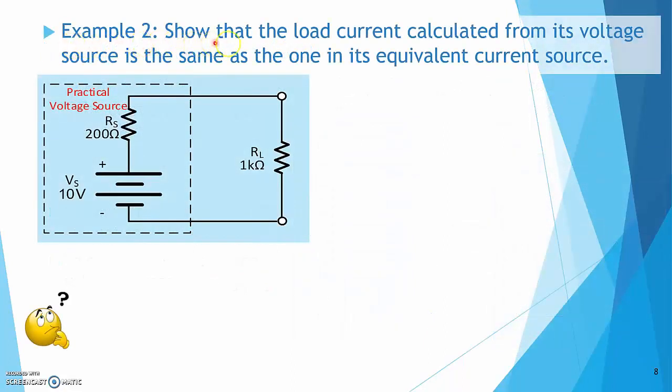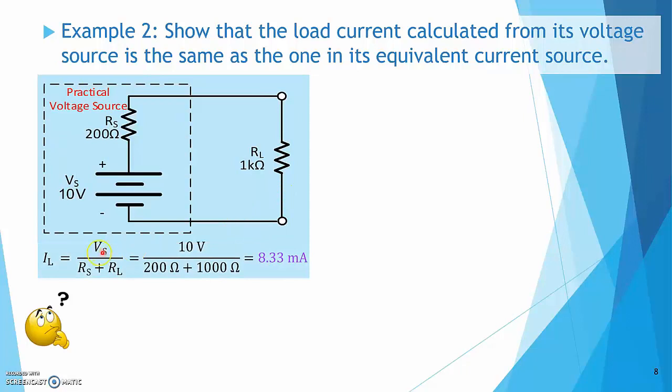Example 2. Show that the load current calculated from its voltage source is the same as the one in its equivalent current source. In this voltage source model, the load current can be calculated by applying Ohm's law. The voltage source, 10 volts, divided by the total resistance, 1200 ohms, is equal to 8.33 mA. This is the load current.